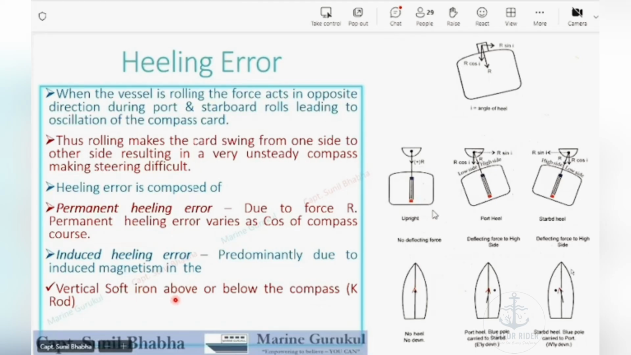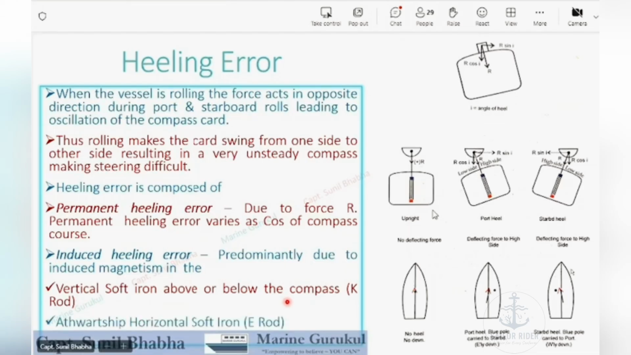If we have a vertical soft iron, VSI, above or below the compass, it is also known as a K rod. This VSI exactly above or below the compass generates induced heeling error. Just to give you an example, if we have a centerline bulkhead in the accommodation and there are a lot of vertical stiffeners which are welded to that bulkhead, it will have a substantial soft iron component. There will be induced magnetism and that will generate induced heeling error. So this is one structure, VSI above or below the compass.